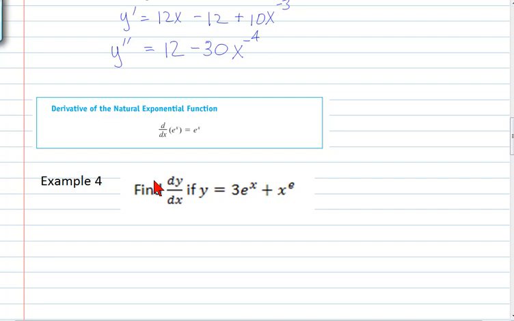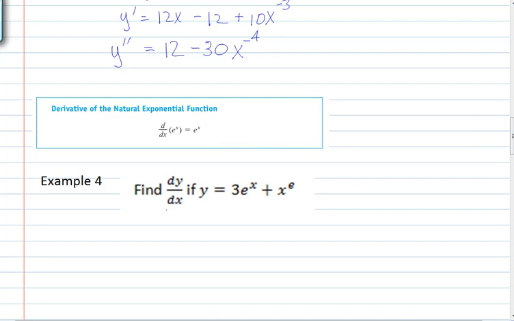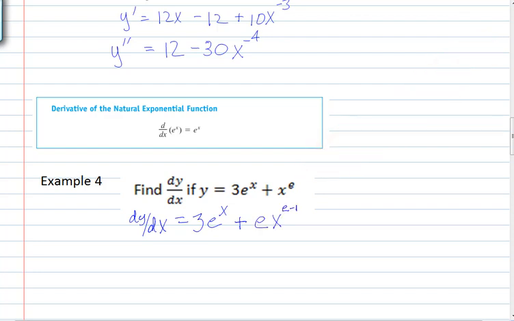Find dy/dx if y is equal to this. Ooh, I guess I better go over the derivative with respect to x of e to the x. The derivative with respect to x of e to the x is e to the x. Okay, that was easy. So now we're going to find dy/dx. I'm going to use the dy/dx notation. It's equal to, there's a constant times a function of x. So this is going to be 3e to the x, because the derivative of e to the x is e to the x, plus there's a constant, so we bring it down and subtract 1 from the exponent.